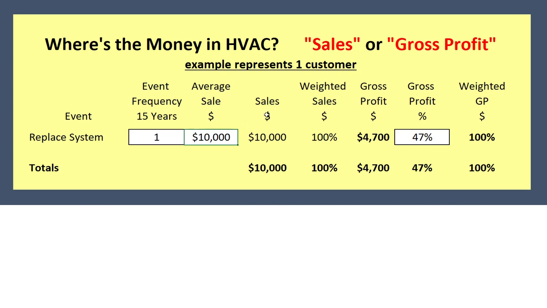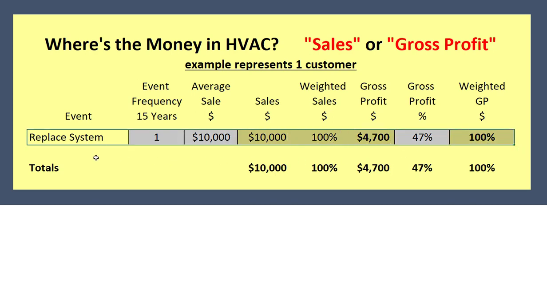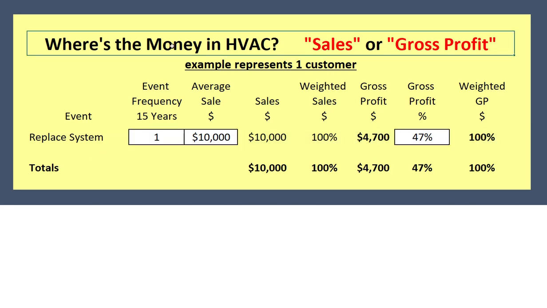So we've got one customer, Mrs. Jones, who gave me $10,000. My gross profit is $4,700, meaning I got 47% gross profit. Yours may be lower, yours may be higher. I'm just going with it as an example. Pretty decent example from what I'm seeing. So this is just one piece of the HVAC world, and that's the system replacement. And that's generally where most people focus all their energies.